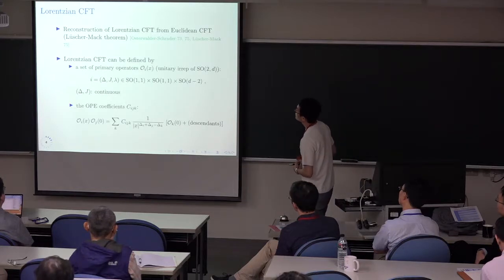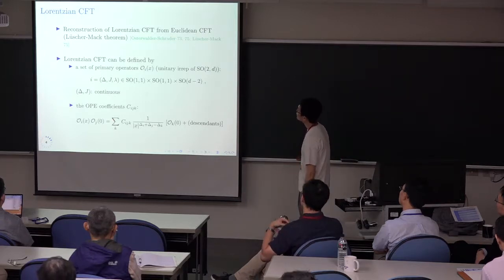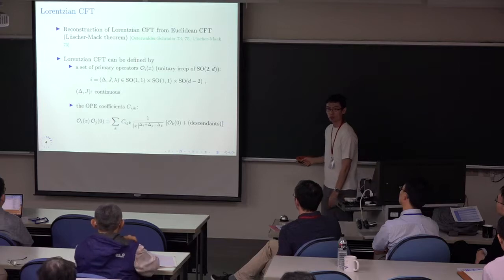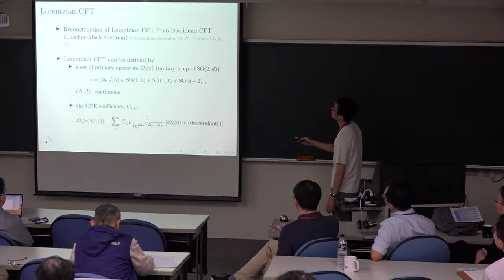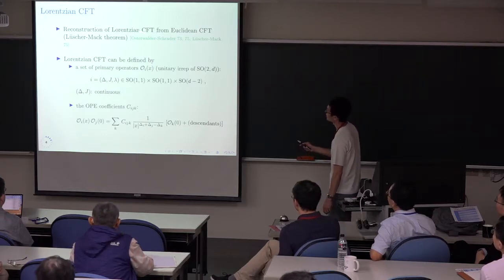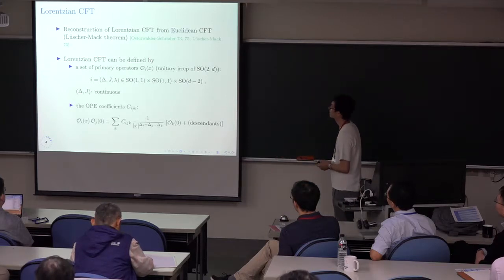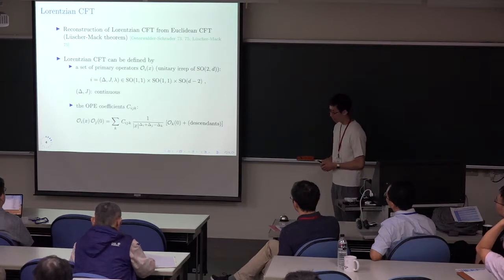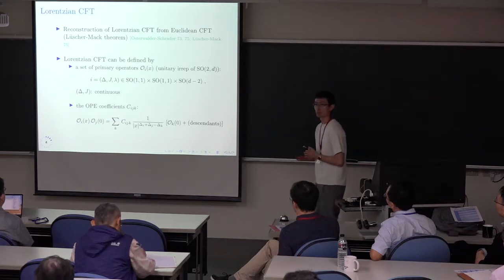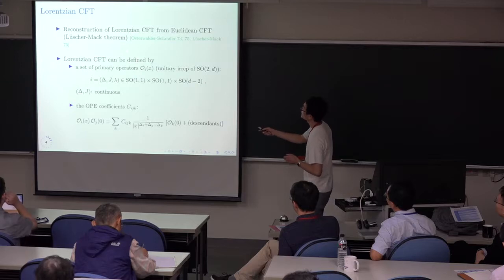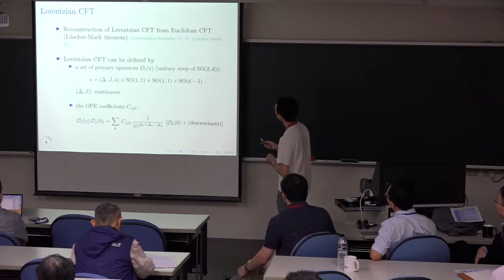So why do we care about Lorentzian CFT? Basically, Lorentzian CFT can be constructed from Euclidean CFT, so you don't have to consider Lorentzian CFT from scratch. There is a nice theorem by Lüscher and Mack, and also the Osterwalder-Schrader theorem, to reconstruct the Lorentzian theory from Euclidean. So basically, you just use the Wick rotation prescription to construct correlation functions in Lorentzian CFT. It's fine because you are guaranteed to get a correct Lorentzian theory from Euclidean.